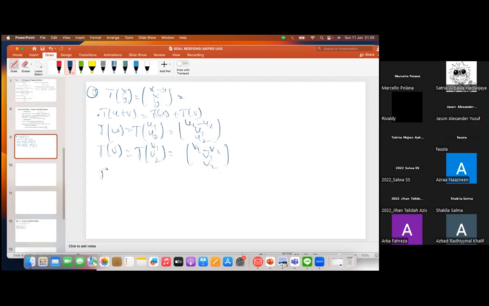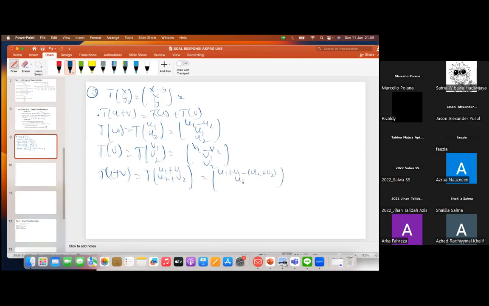And for T(U plus V), it is the transformation of U1 plus V1, U2 plus V2, and U3 plus V3. Sorry, why is there a U3? Sorry. So this is equivalent to U1 plus V1 minus U2 plus V2.